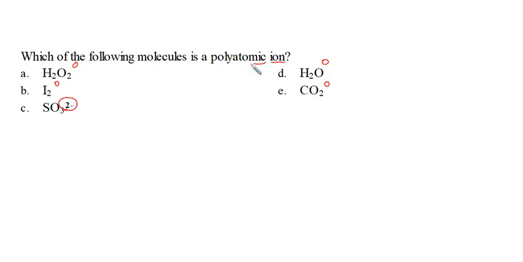Now the polyatomic part means that the formula has more than one element within it. This has 1 sulfur and 3 oxygen. So this is clearly a polyatomic ion.